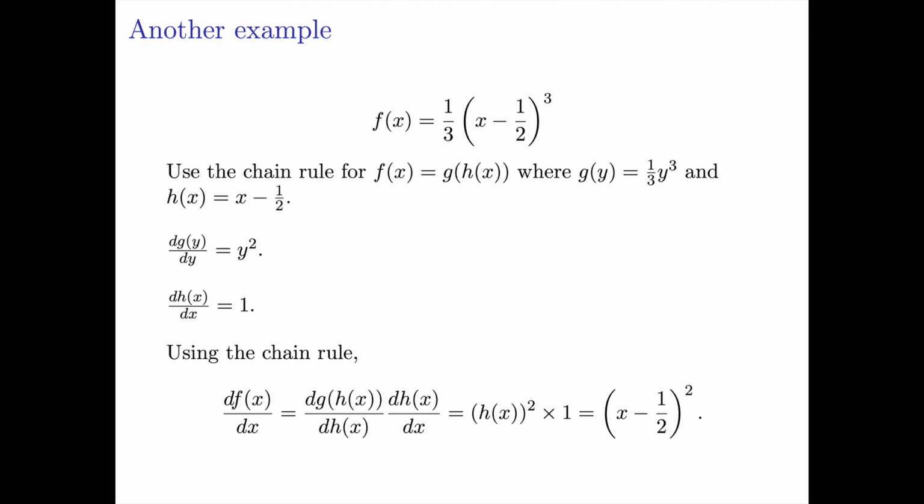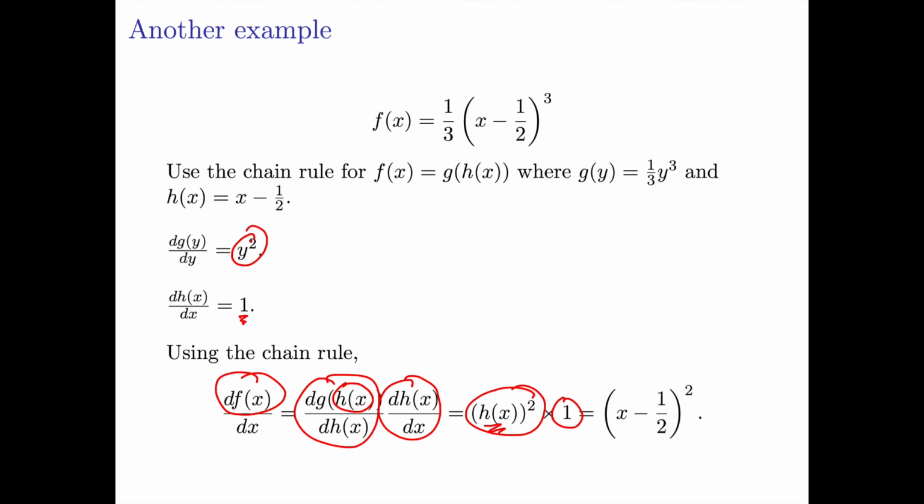So now we can use the chain rule. The derivative of f with respect to x, remember we start inside out. We take the derivative of h with respect to x, which is just 1, times the derivative of g with respect to its argument, evaluated at h of x. The derivative of g with respect to its argument is just the square of its argument. And if we're evaluating it at h of x, we just substitute h of x for y. So we get h of x squared. But we know what h of x is. h of x is x minus a half.